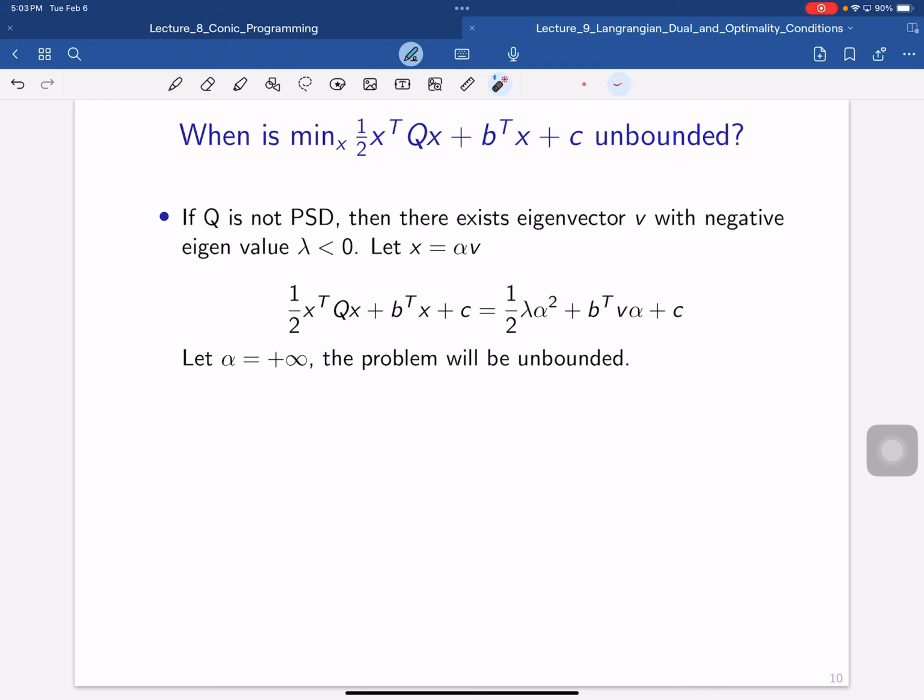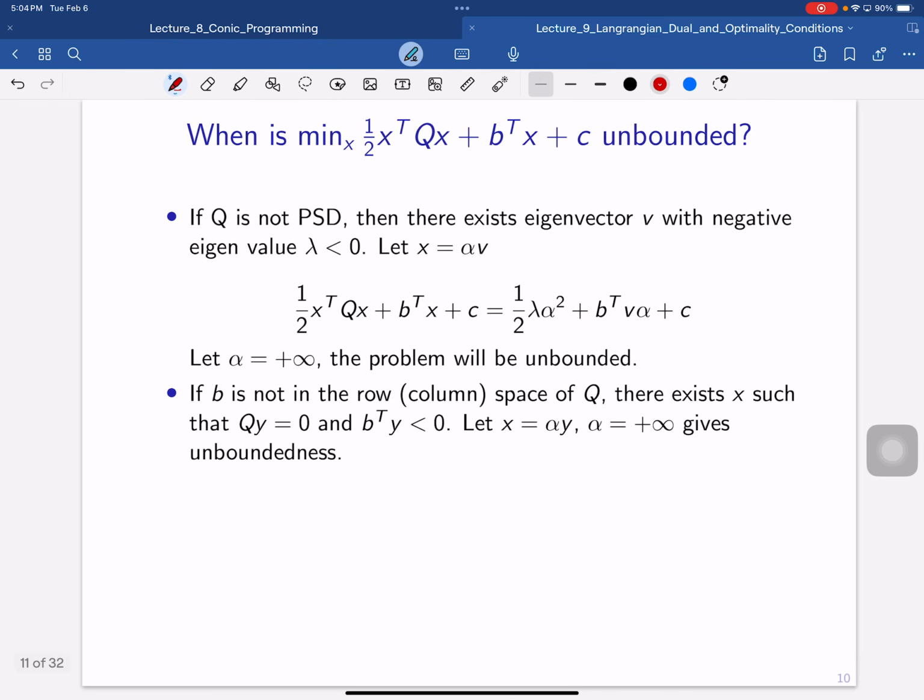Remember this lambda is the eigenvalue of the matrix, and lambda is negative, by definition. So if you set alpha equal to infinity, this problem will be unbounded, right? This is nothing but saying this function of alpha is a curve facing downwards. This is just a quadratic function with only one variable, alpha.